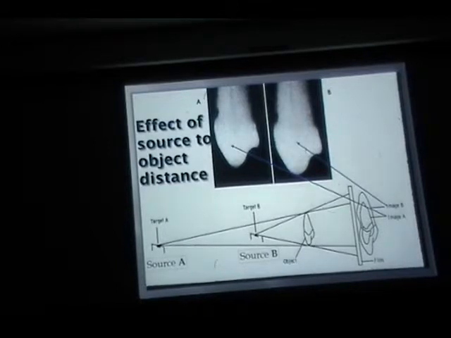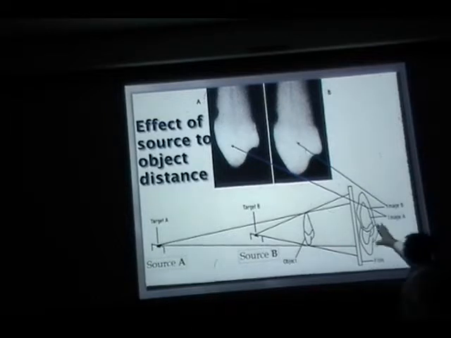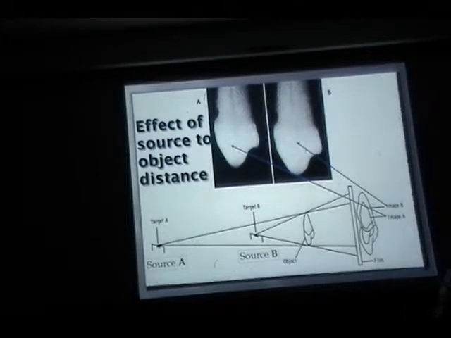And this is the problem. Like here, you can compare this image versus this. So if you increase the distance, basically magnification is going to happen. That's the problem. Although I gave you the analogy, this is exactly what is going to happen. So what is the problem with this, by doing this? Clinically.